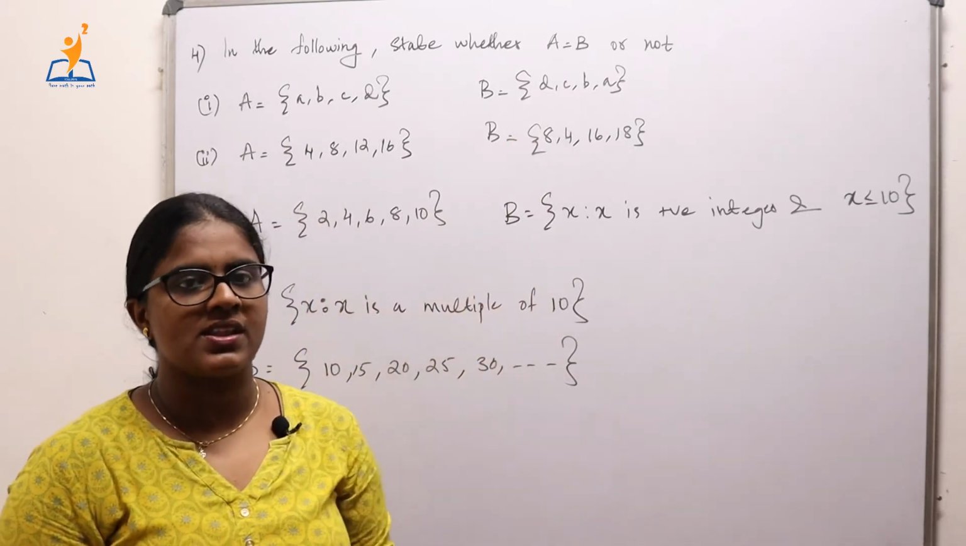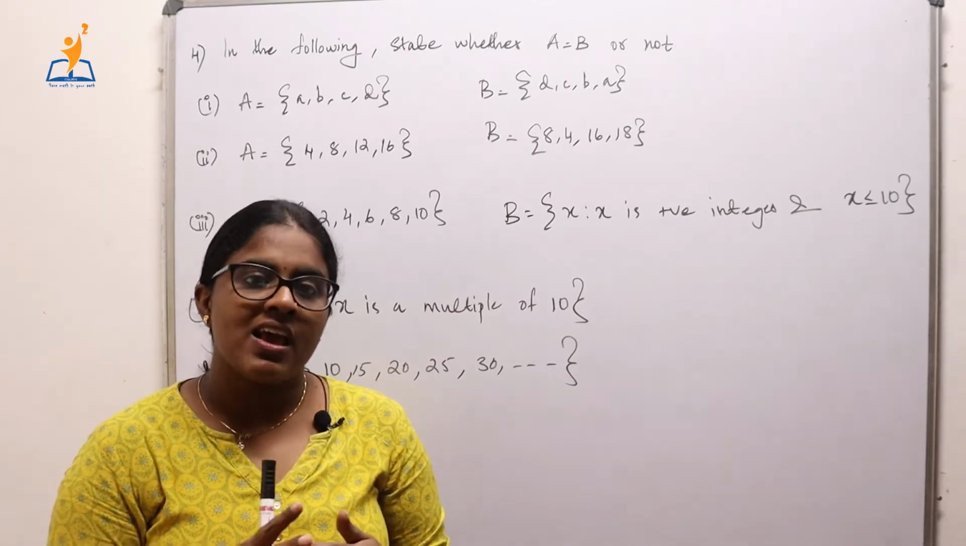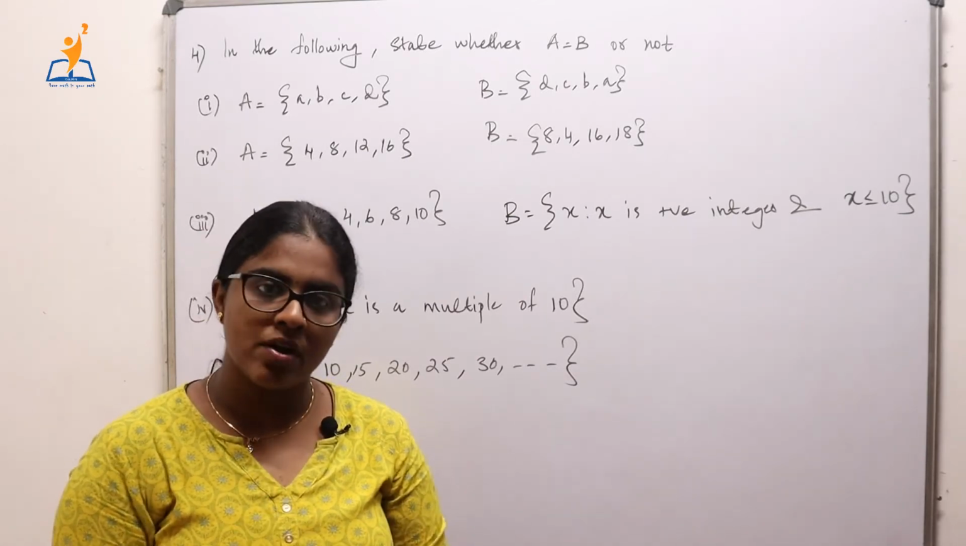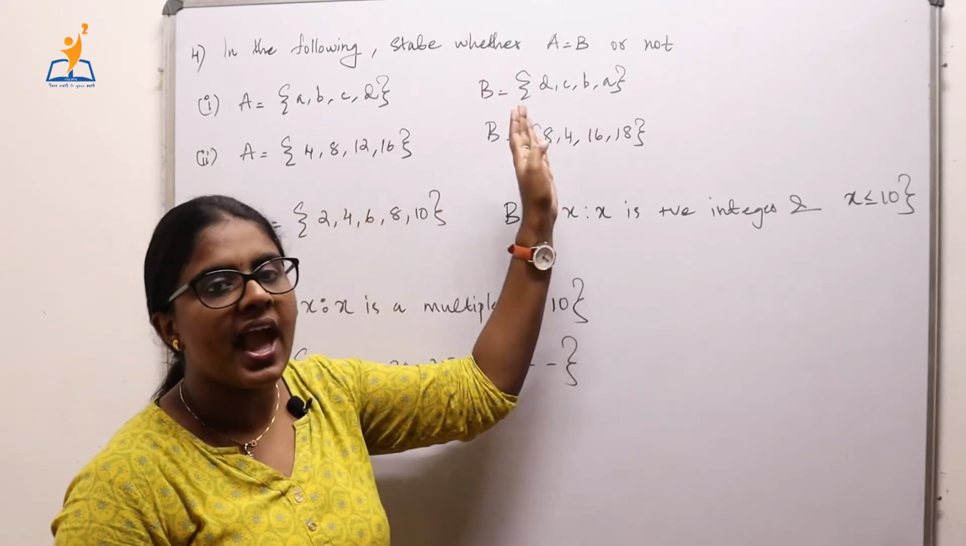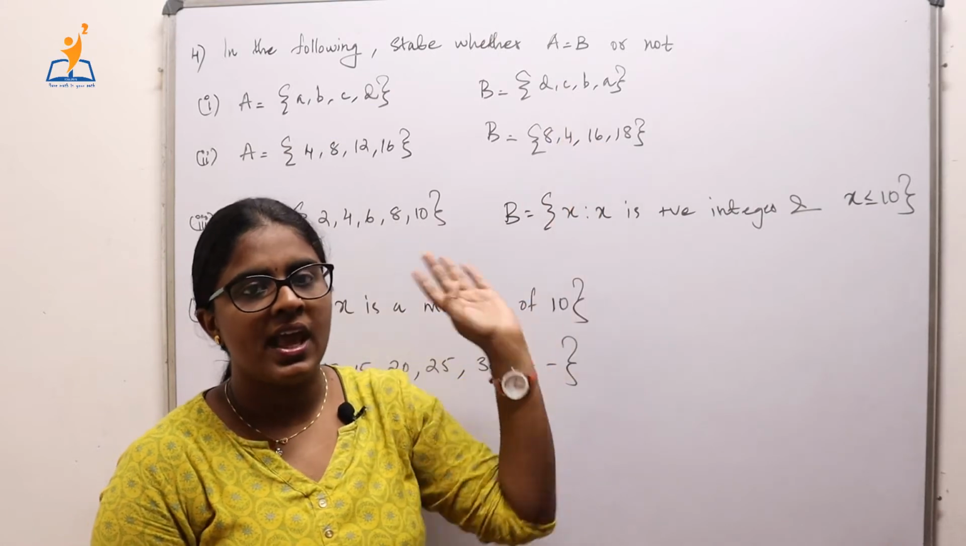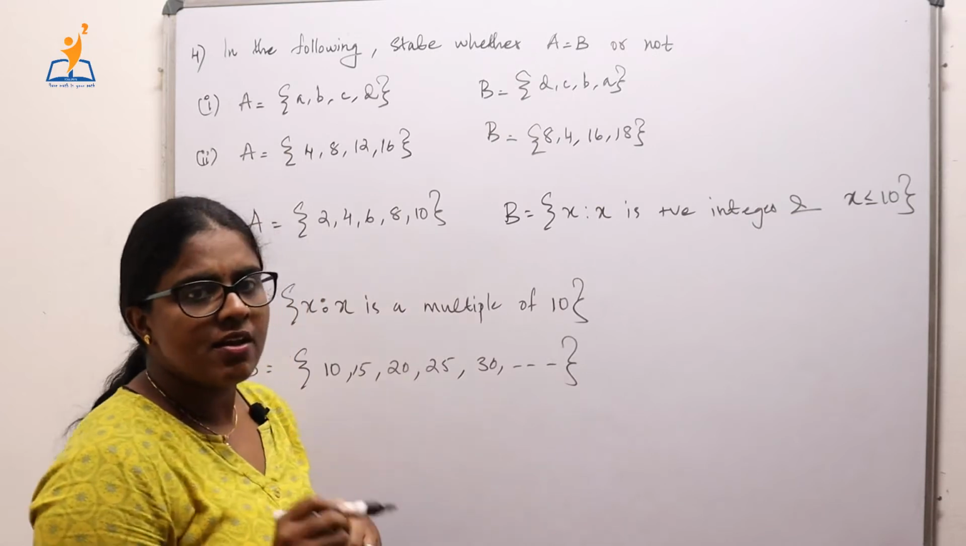How will we check whether two sets are equal or not? Two sets are equal if they have the same number of elements and every element of A is in B and every element of B is in A. Here there are 4 elements and here also there are 4 elements.